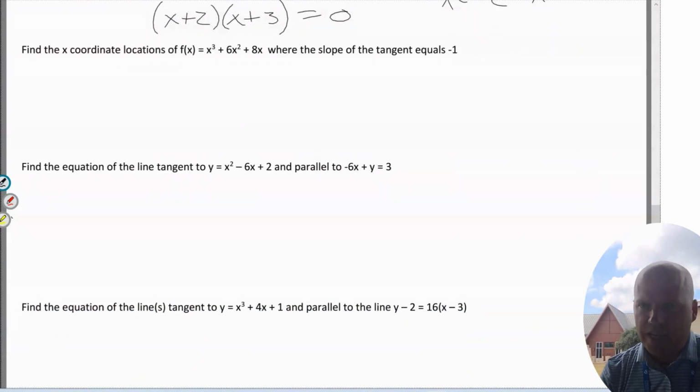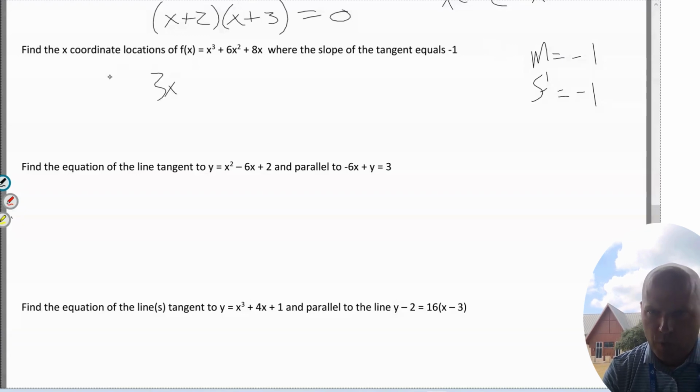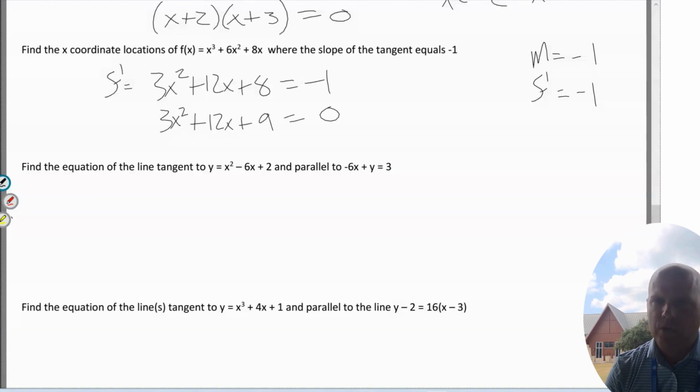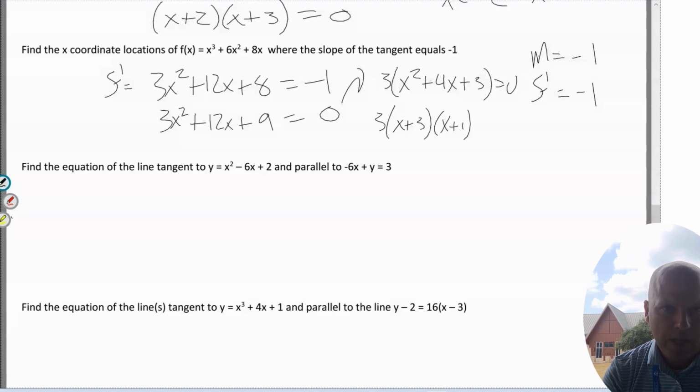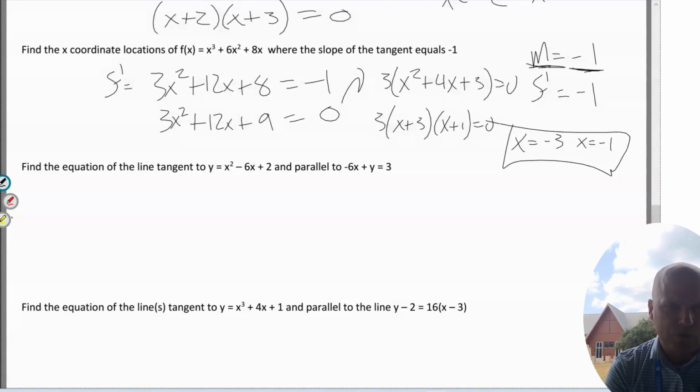Where does the slope equal -1? When do my slopes equal -1? When will my slope equation produce a slope of -1? Slope equation, when does that equal -1? Move things over. Don't have things factored set equal to a number. Have things factored set equal to 0. I'm going to factor out a 3. I'm going to factor this. And I get my two locations, x equals -3 and x equals -1. At those two locations, my slope equals -1.